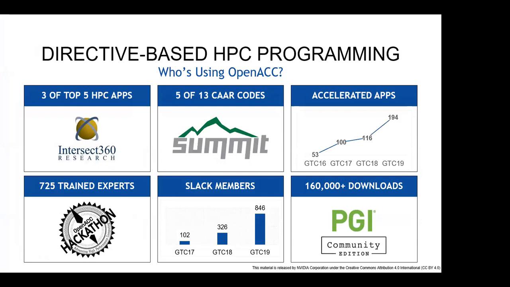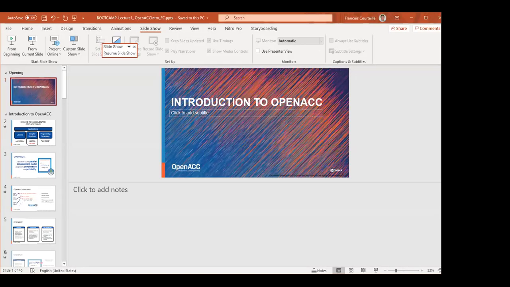So who is OpenACC today? Who is using OpenACC? For instance, the US and the community using Summit is running using OpenACC. So 5 of the 13 CAAR codes are using OpenACC. And the statistics, you see the number of accelerated apps using OpenACC from GTC.